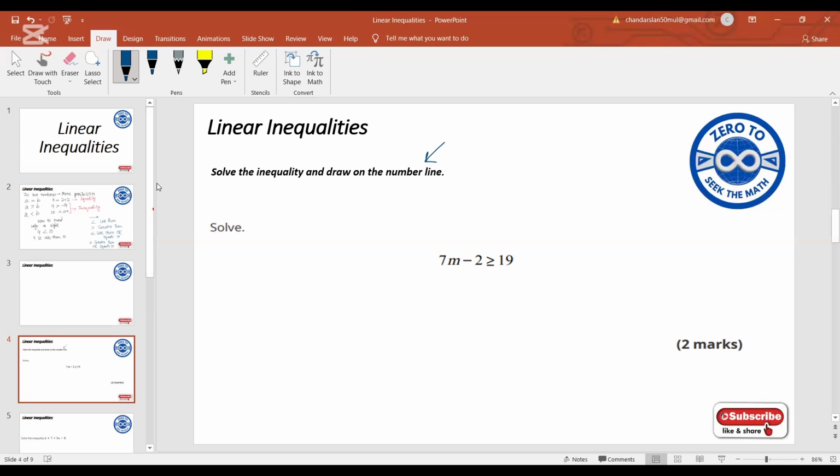तो बड़ा आसान सा काम है. क्वेश्चन पढ़ें पहले. 7m-2 is greater than or equals to 19. ठीक है. ग्रेटर देन और इक्वल्स टू 19. अब सबसे पहले जैसे कि नॉर्मल लीनियर इक्वेशन सॉल्व करते हैं उस तरह सॉल्व करना है.